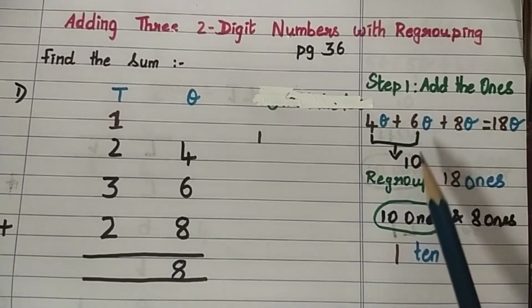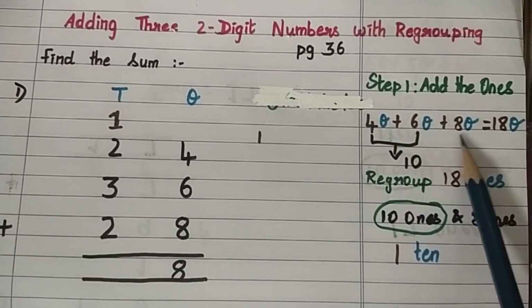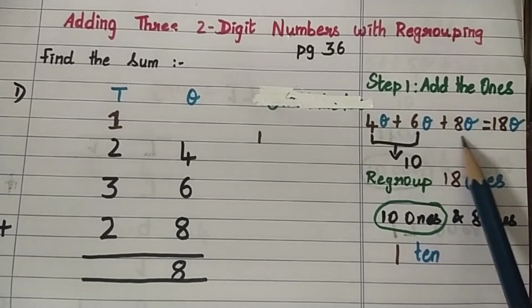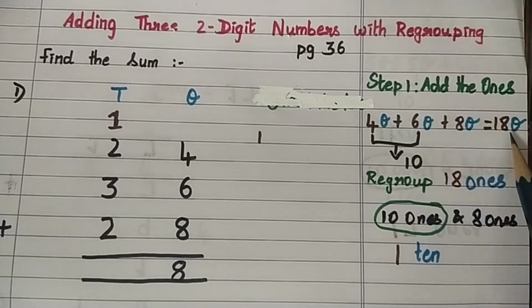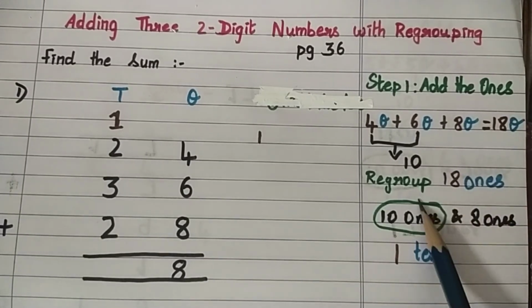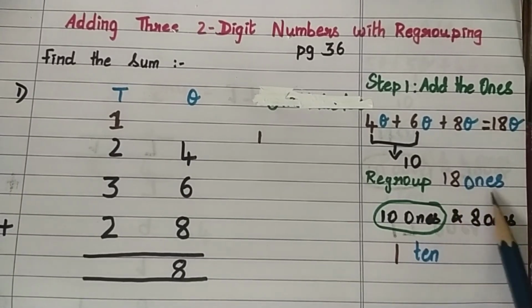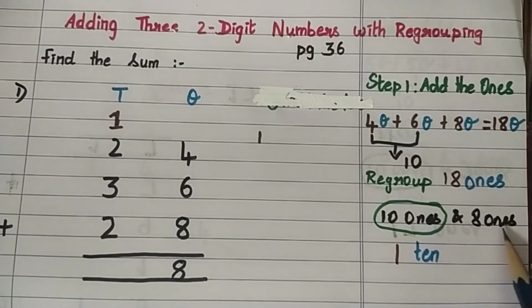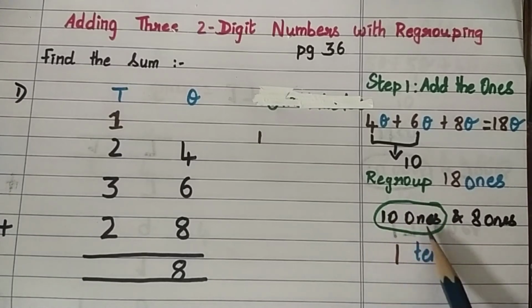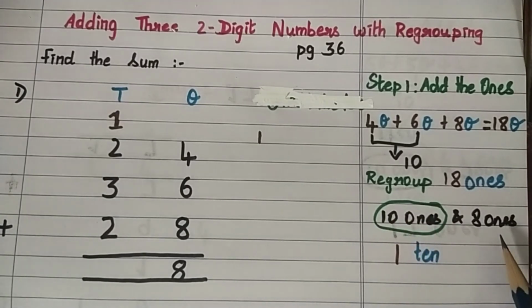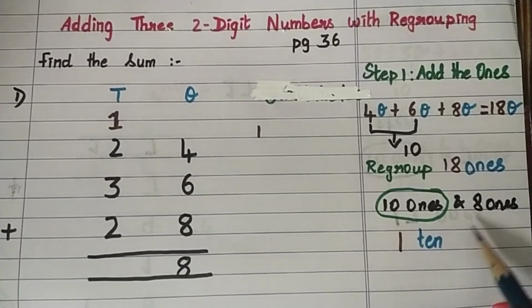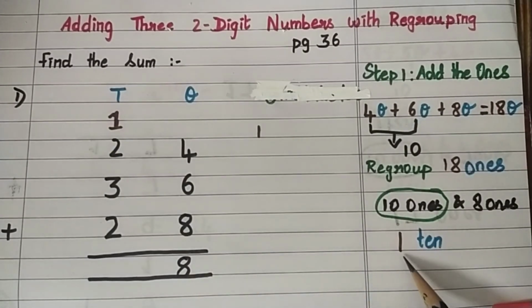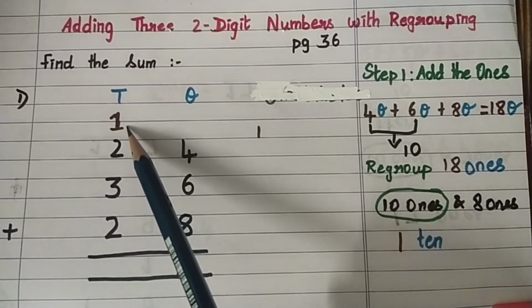6 plus 4 gives 10. Add the 10 with the third number 8. So 10 plus 8 gives 18. 18 is a 2-digit number, so we need to regroup. In 18 ones, first take the 10 ones out, and the remaining will be 8 ones. 10 ones put together make 1 ten and 8 ones. Write 8 in the ones column and 1 as a carryover in the tens column.